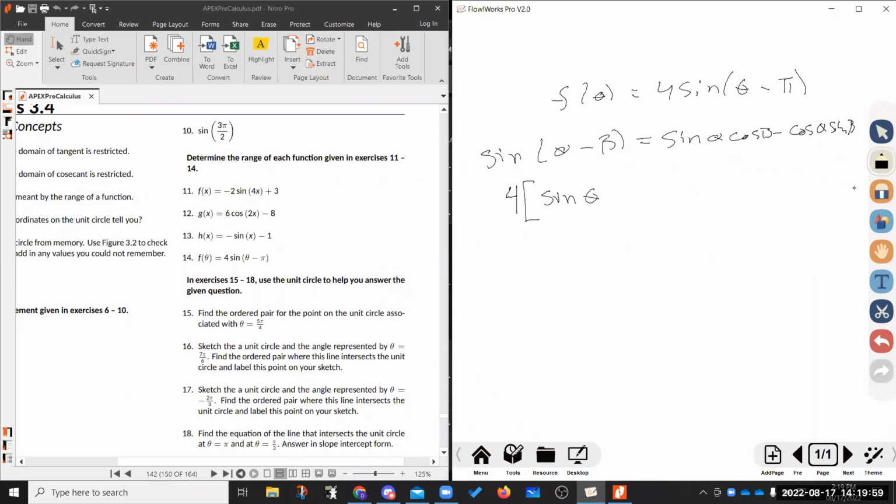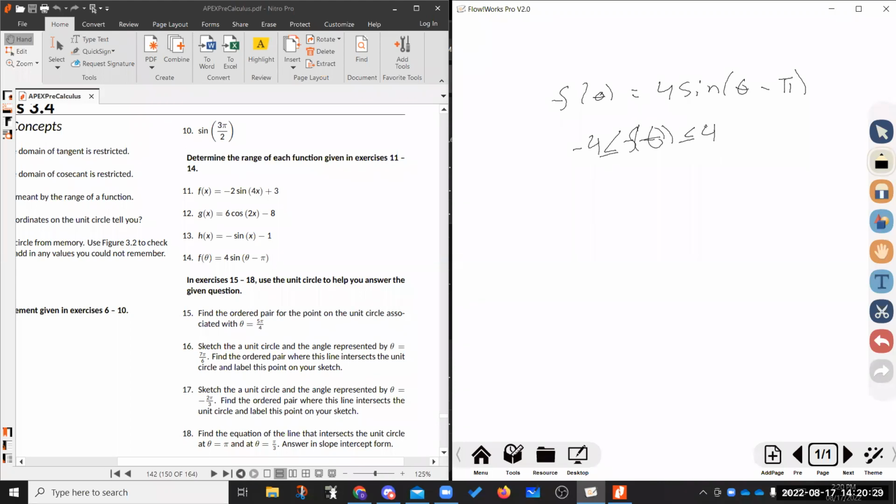So no matter what this angle is in here, sine is going to have to stay between -1 and 1. So my f of theta is going to have to stay between -4 and 4. Let's look at that graph just so you can see it.